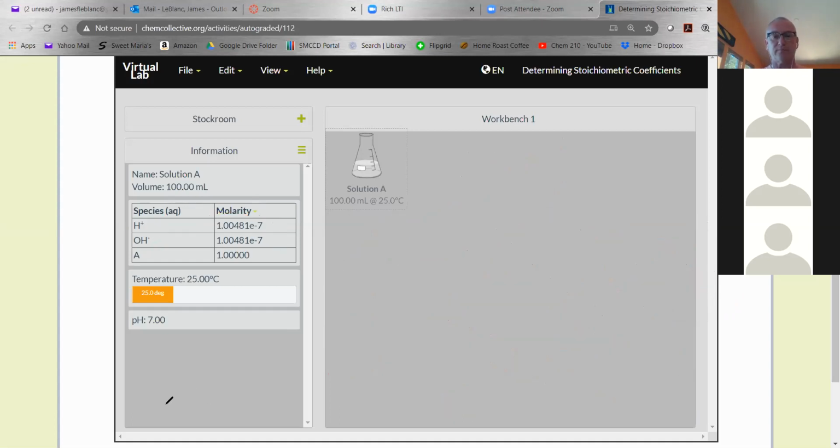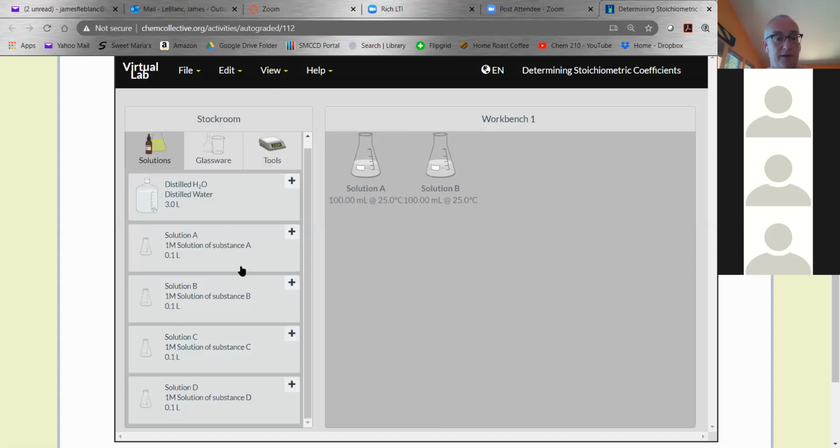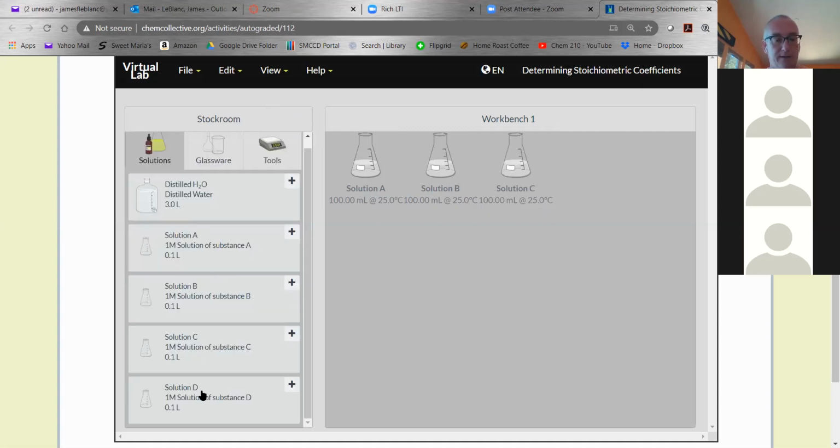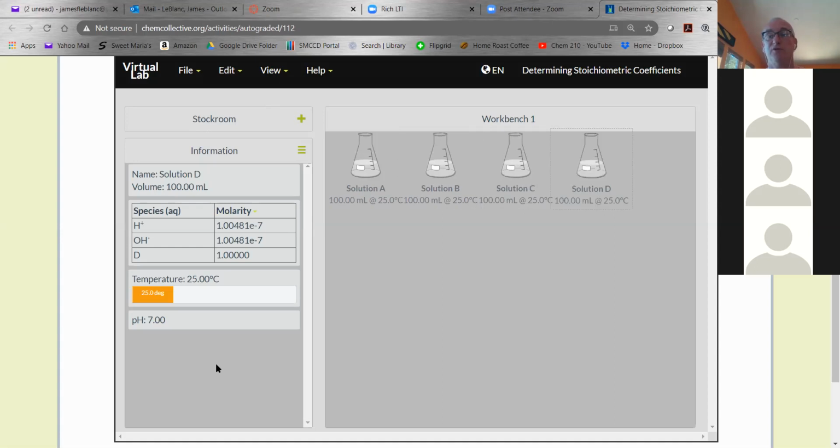Okay, so here's our solution A. So we go back to the stockroom, and we'll put on some B. Same thing: our concentrations of H plus and OH minus are again 1 times 10 to the minus 7, and they're the same, so it's neutral. So B is also a neutral molecule. C, same thing, 1 molar C, neutral solution. Let me go back to D, and it's also a neutral molecule. So none of A to D are either acids or bases right now.